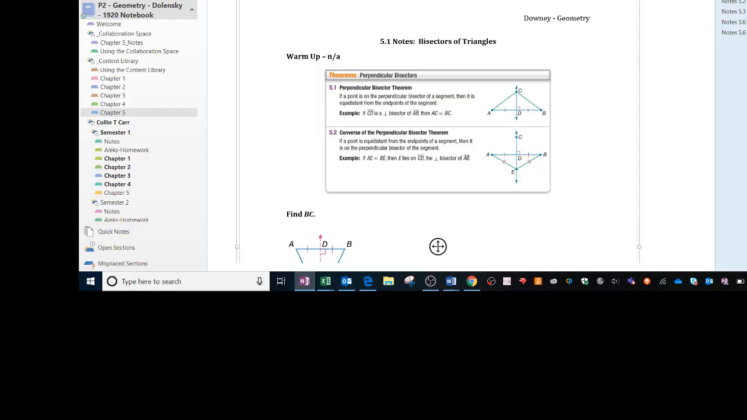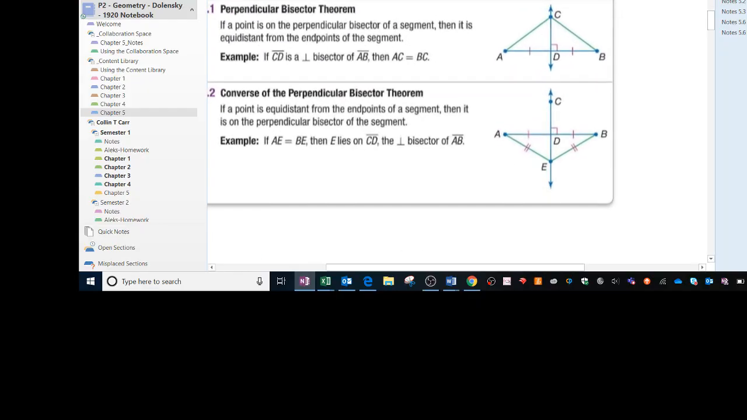So the first thing we have is the perpendicular bisector theorem, which says if a point is on that perpendicular bisector, it is equidistant from the endpoints of the segment. So therefore, if CD here is a perpendicular bisector, and I draw a point here, here, here, notice that I make an isosceles triangle from any of those points.